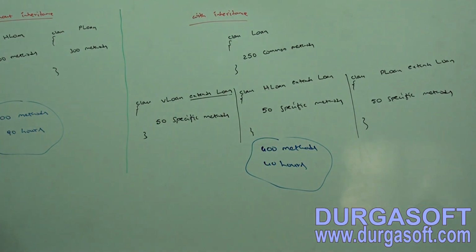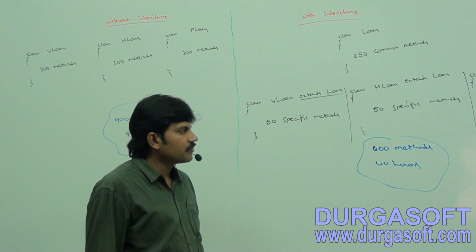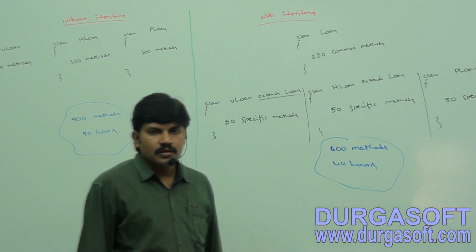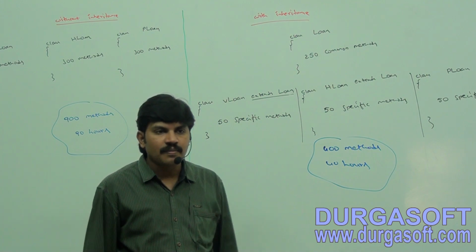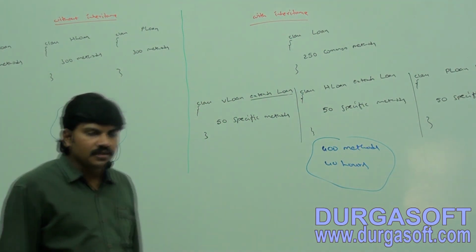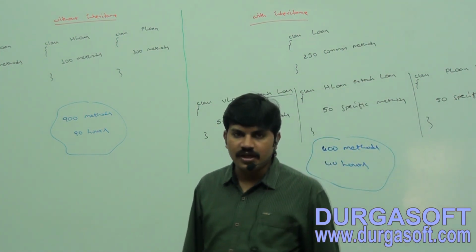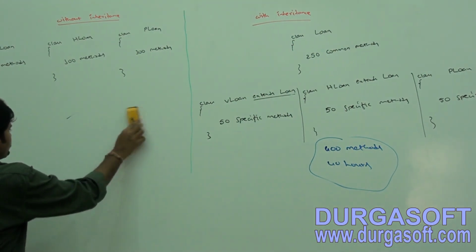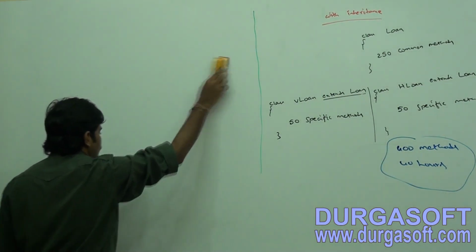Next, the specific methods which are applicable for a particular child, we have to define in the child class. That's all. Are you getting?